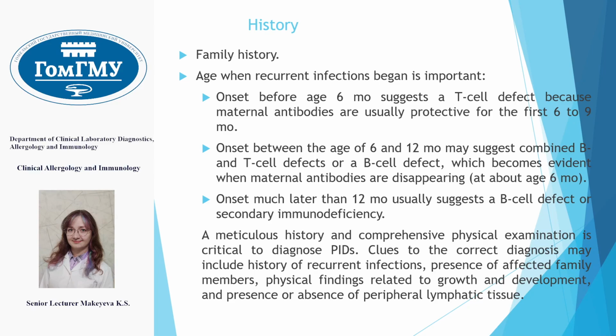A meticulous history and comprehensive physical examination is critical to diagnose primary immunodeficiencies. Clues to the correct diagnosis may include history of recurrent infections, presence of affected family members, physical findings related to growth and development, and presence or absence of peripheral lymphatic tissue.